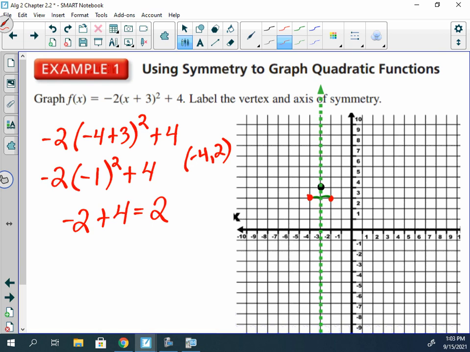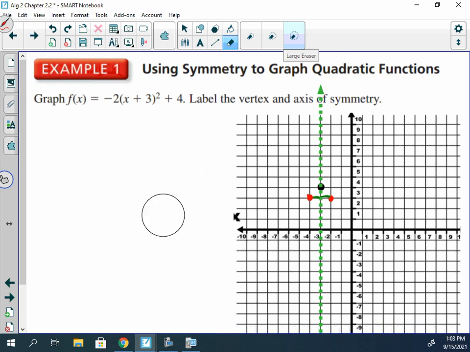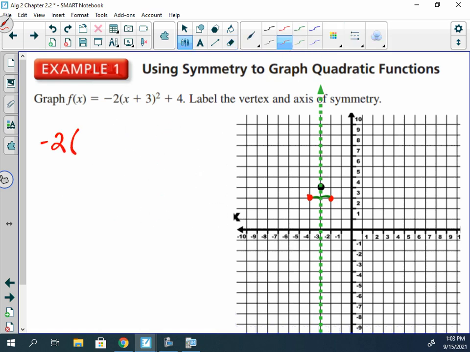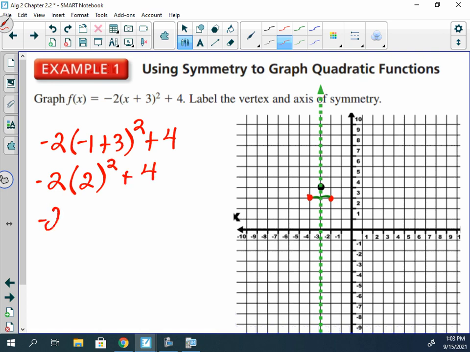So if I wanted to do the same thing for -1, we could. So I can say -2 parentheses -1 plus 3 squared plus 4. Well, negative 1 plus 3 is going to be 2. Well, 2 squared is 4. Negative 2 times 4 would be negative 8. And negative 8 plus 4 is negative 4. So negative 1, negative 4. Distance of 2 over, distance of 2 over. Here's our other point.